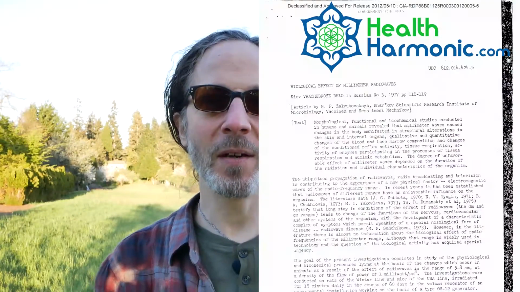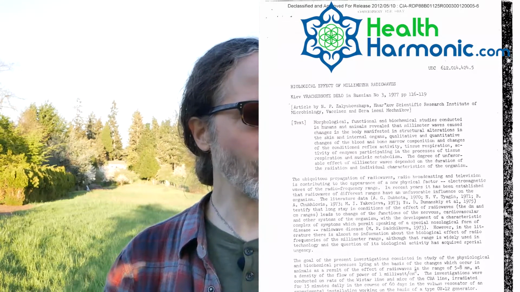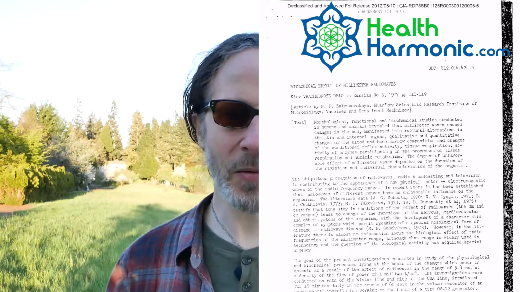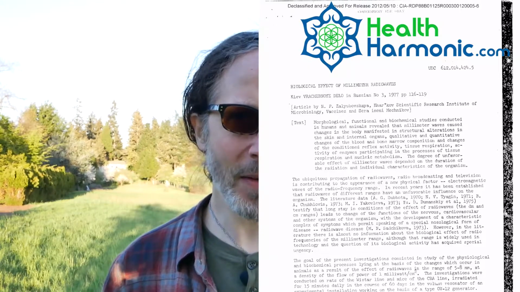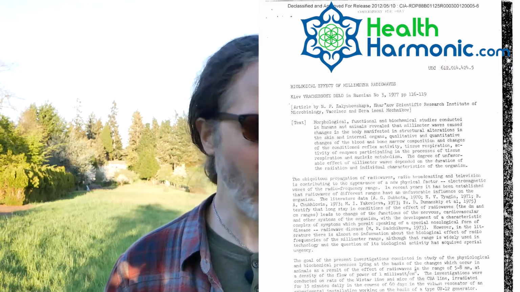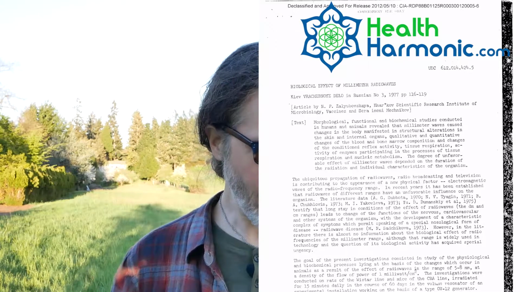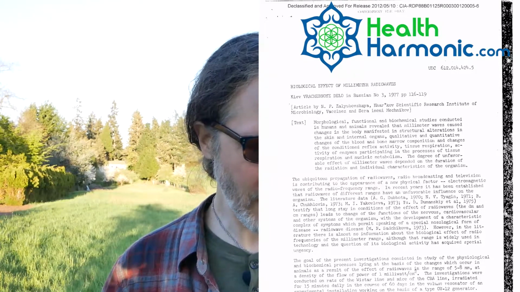Biological effects of millimeter radio waves from 1977. And this was originally from Russia. This was translated and classified by the CIA and was then declassified in 2012. And this is a very interesting report by Zelebovskaya. I'm sure I pronounced that wrong. I'm going to read a little section of it.